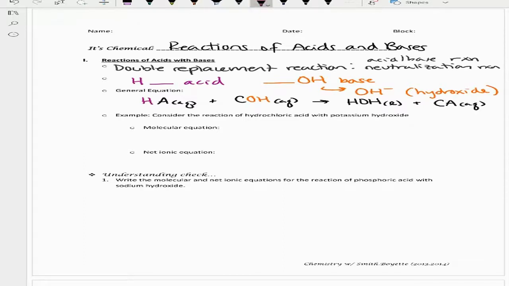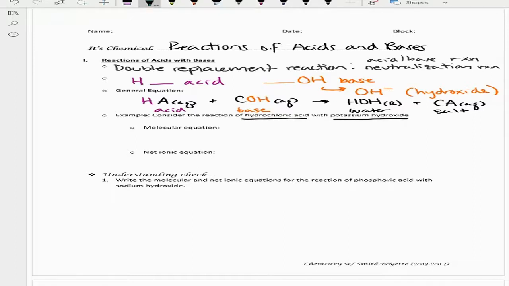So to recap, we have an acid because of the H, plus we have a base because of the OH minus, and they react to give us water and a salt. And remember that a salt is any ionic compound. So I want you to consider the reaction of hydrochloric acid with potassium hydroxide.